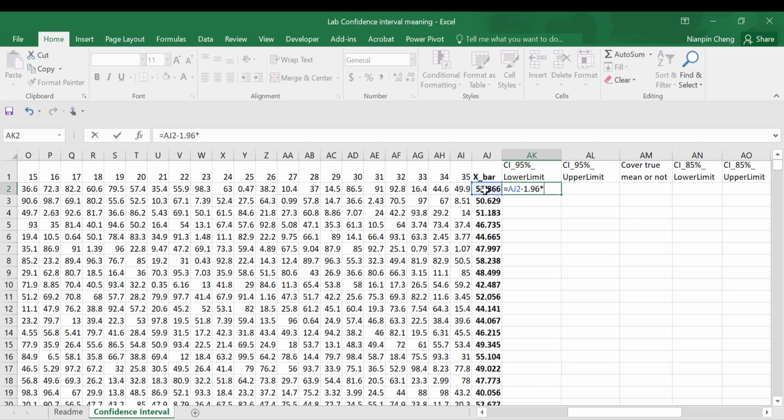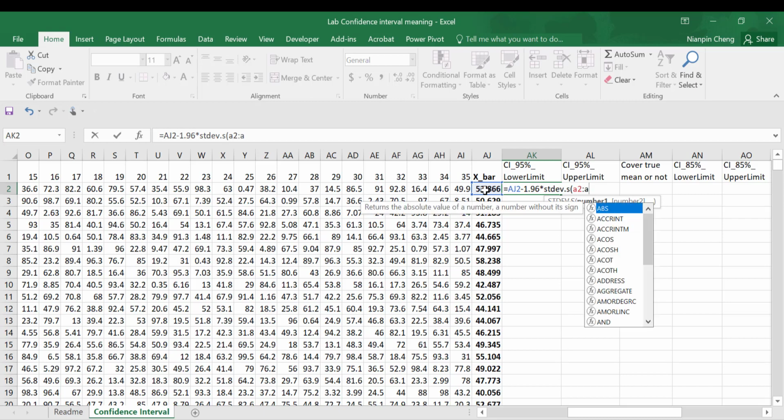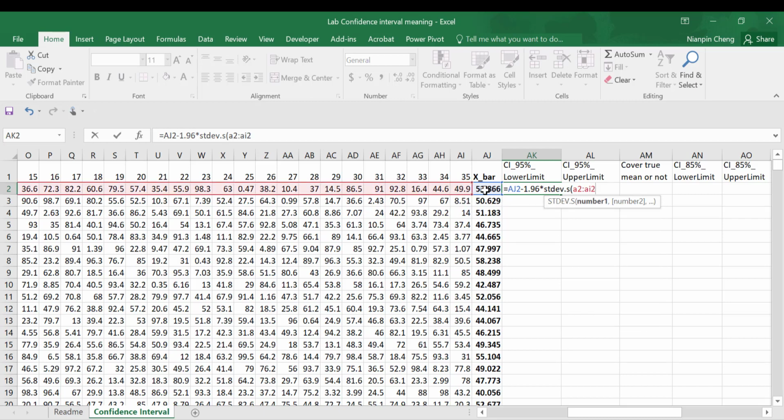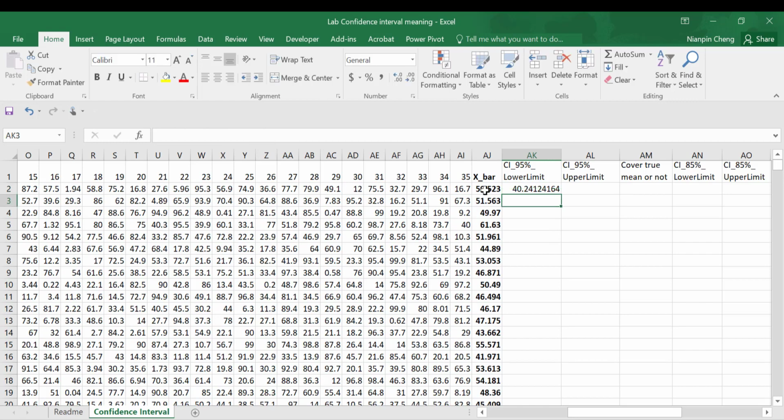So for the sample standard deviation, we can use STDEV.S, the sample standard deviation from A2 to AI2. Okay. This is the sample standard deviation divided by the square root of sample size, which is 35. Okay. So this is the lower limit.